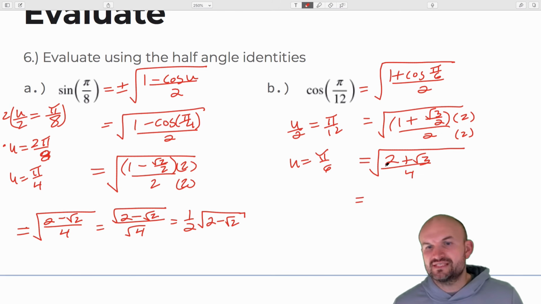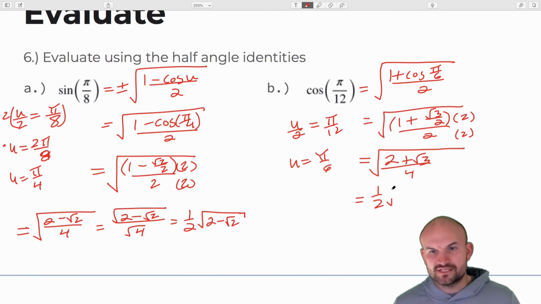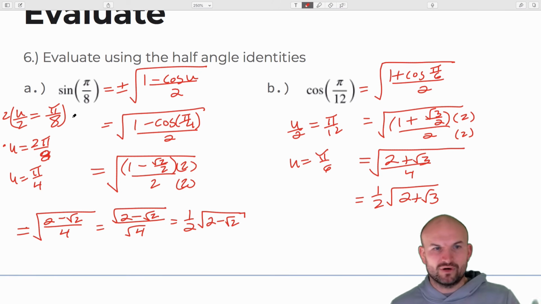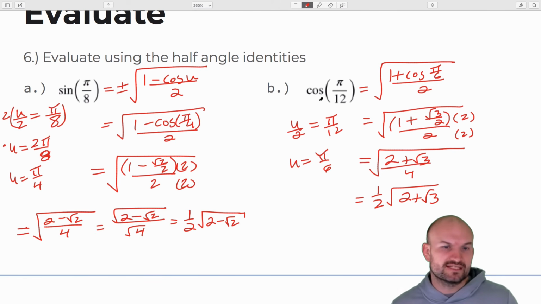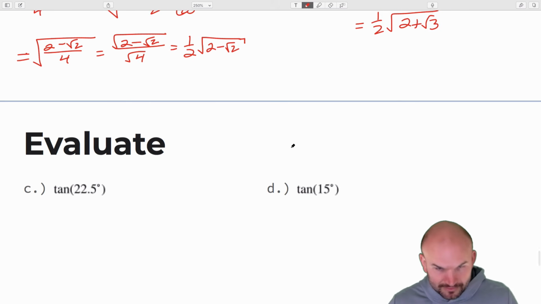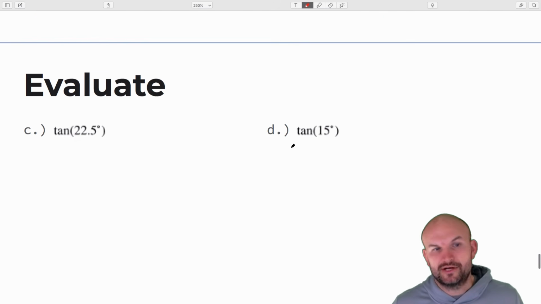And then again, we can do the same thing. Square root of 4 is going to be 2. You can bring that out in front. And then in this case, we have 2 plus the square root of 3. So really the only thing that changes here is what our angle is that we're plugging in. And obviously it's plus or minus as well, but then also dealing with what the quadrant is. But in this case, we're just dealing with the positive angles. And we'll get into another negative one for cosine later.